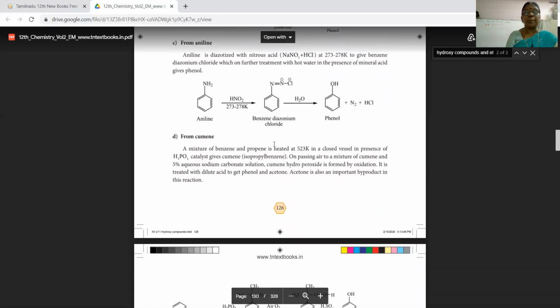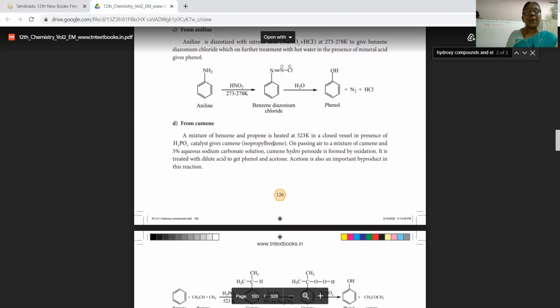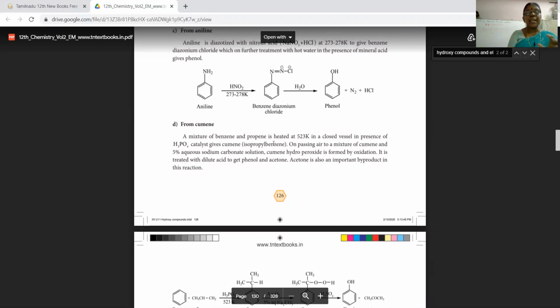Next is from cumene. This is one of the important reactions. A mixture of benzene and propene, propene meaning three carbons with a double bond, is heated at 523 Kelvin in a closed vessel in the presence of H3PO4, that is phosphoric acid, as a catalyst. It gives cumene, that is isopropyl benzene.